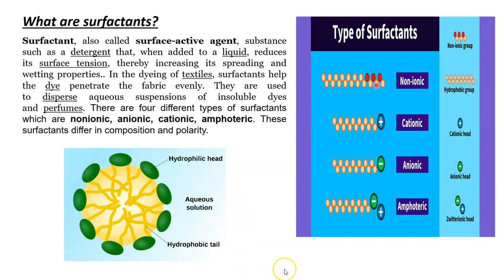First, we are going to discuss the theory behind this experiment. So, the first question that arises is what are surfactants? A surfactant is also called a surface active agent, a substance such as detergent that when added to a liquid reduces its surface tension, thereby increasing its spreading and wetting properties. In the dyeing of textiles, surfactants help the dye to penetrate the fabric evenly. They are used to disperse aqueous suspensions of insoluble dyes and perfumes.